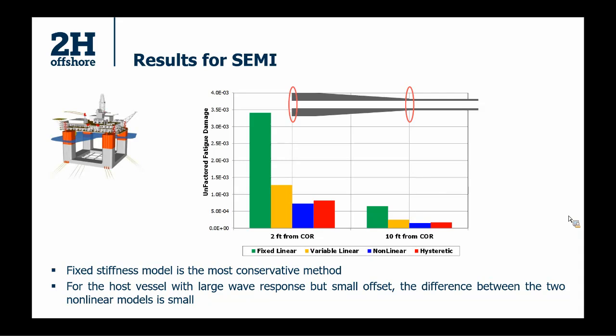We know semi typically has large wave dynamic motion, but a relatively small offset or second order motion. So using a hysteretic stiffness method does not show much of difference compared to other nonlinear stiffness method. So the red, you especially see the red and blue are very close to each other. This confirms what we just learned from model evaluation. So if you have small mean angle but large loading, using different nonlinear stiffness methods should be very similar.